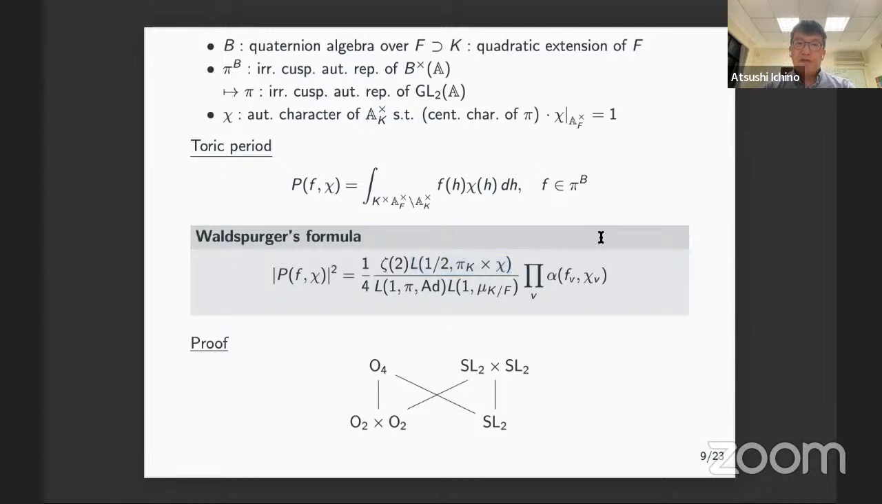Now, there are several proofs of this formula, but originally Waldspurger used the theta lifting and the seesaw identity to prove this formula. From the left-hand side of this seesaw identity, O4 contains O2 plus O2, so we get the square of the period. And from the right-hand side of the seesaw identity, SL2, SL2, SL2, we get some Rankin-Selberg integral and thus get the central value of the L function.